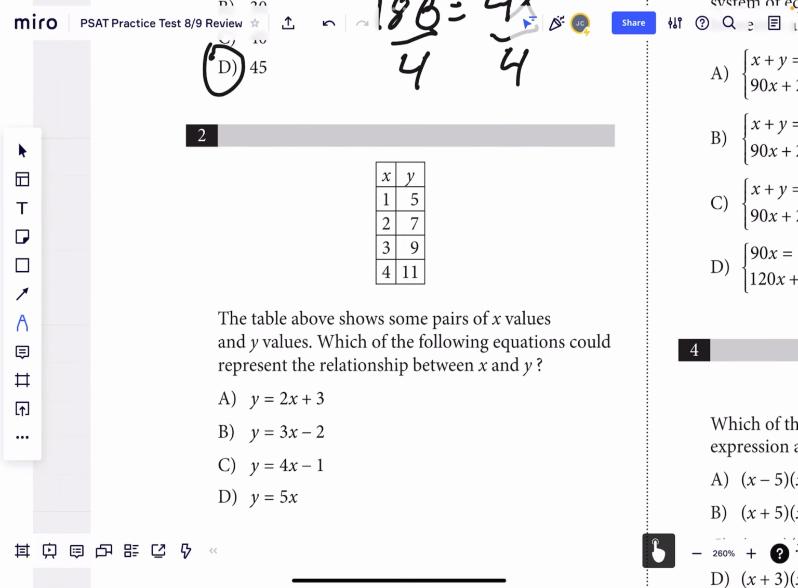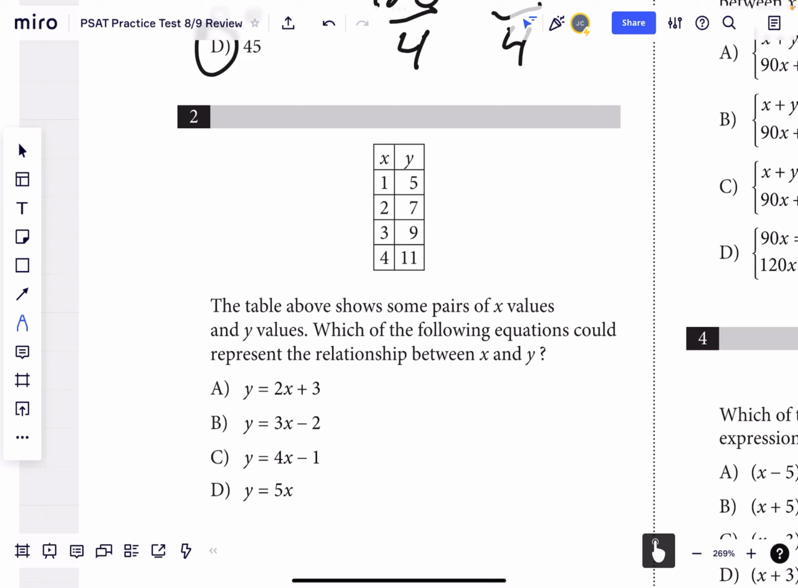So now we're doing the table above shows some pairs of x values and y values. Which of the following equations could represent the relationship between x and y? This sounds very complicated, and I'm going to teach you 2 ways. I'm going to teach you the hard way, then the easy way. The hard way is how you're supposed to do it.